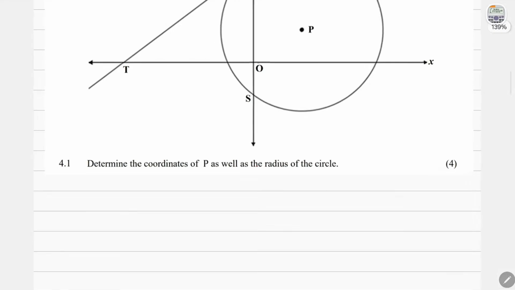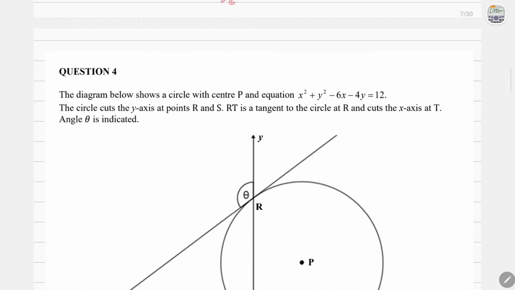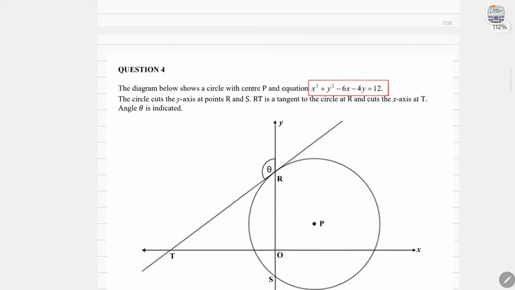So 4.1 says, determine the coordinates of P as well as the radius of the circle. Okay, we have the equation of the circle. So given this, we need to ensure that it's put in the standard form of the equation of a circle so we can clearly see the center and the length of the radius.